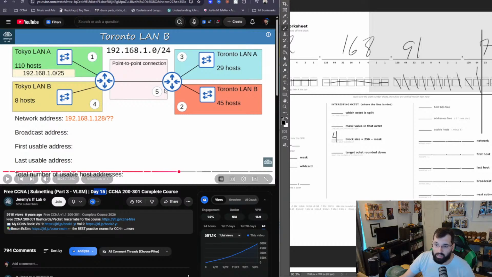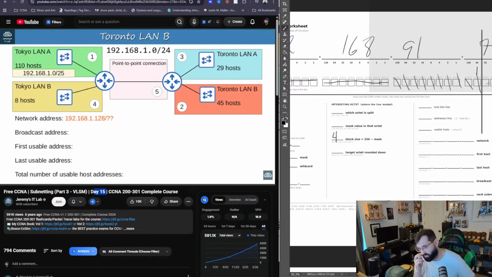So if we only need 8 hosts, it should be like /28. Find the prefix length we must use, then the broadcast address, first and last usable addresses, and total number of usable host addresses for this subnet. Pause the video now.